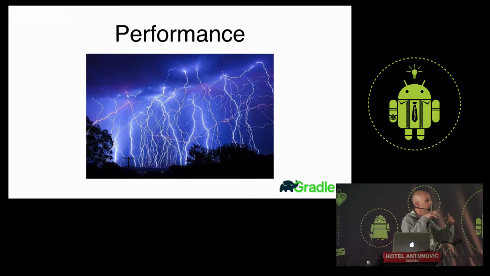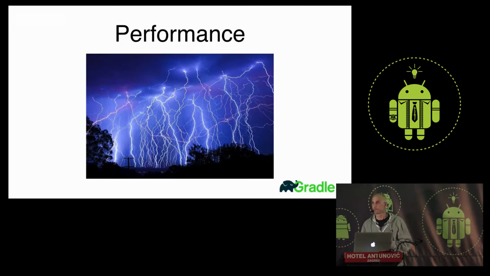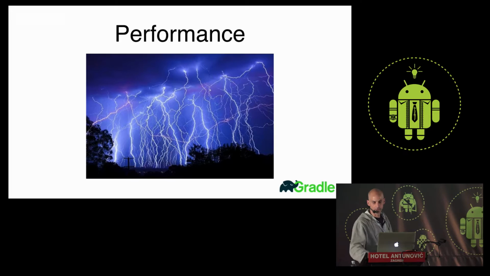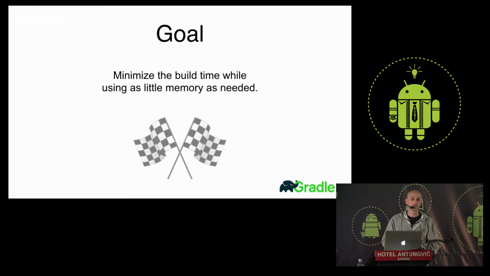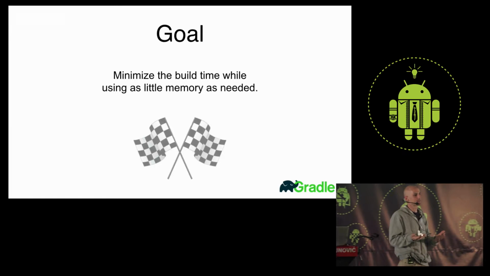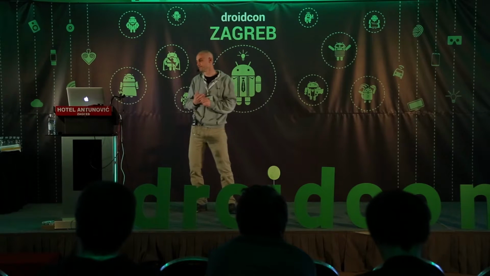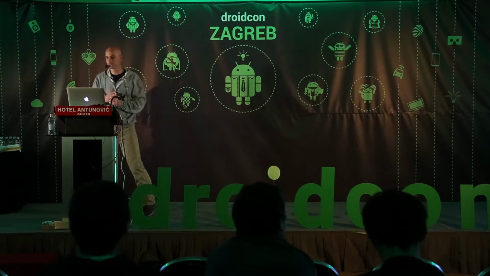Okay, so that was a bit of a deep dive into the tooling API, and now we're going to go out again and look at performance, and of course in the context of Android. So what is our goal in the end? We want to have a build that runs as fast as possible and uses as little memory as possible. Simple goal, hard to achieve.